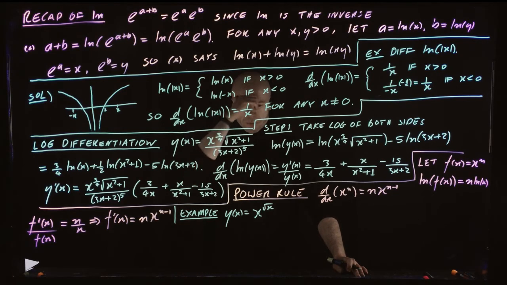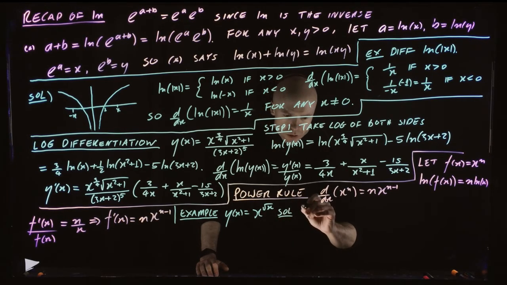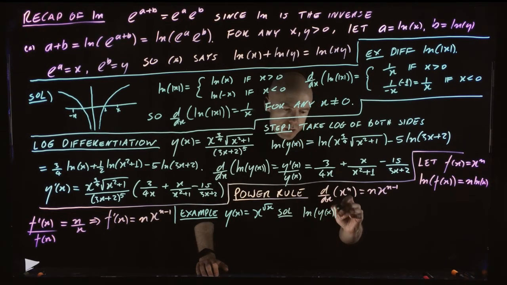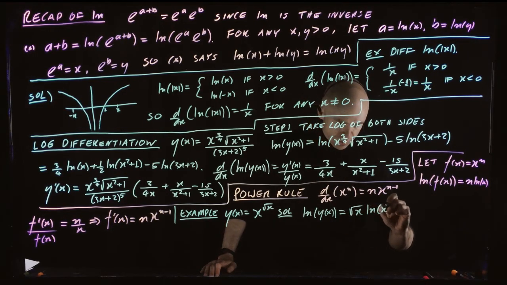So this is to be your mindset. You see something difficult to differentiate, don't panic, think of the hammer: log differentiation. So log differentiation, we apply logs to both sides. So you log, and then this will just become square root of x, log of x.